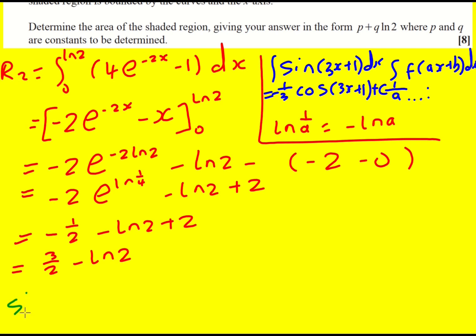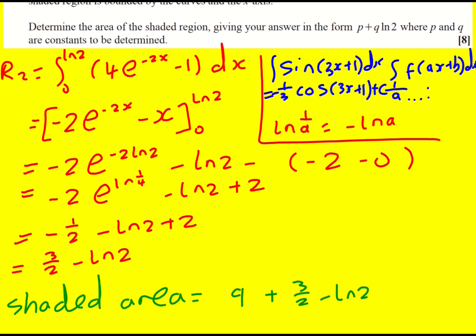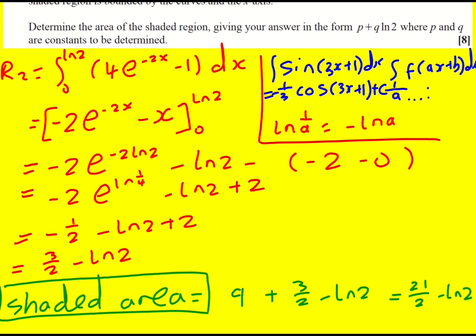So we are there. The shaded region, shaded area, is going to be 9 plus 3 over 2 minus ln 2. And 9 is just 18 over 2, so it's going to be 21 over 2 minus ln 2. Brilliant.